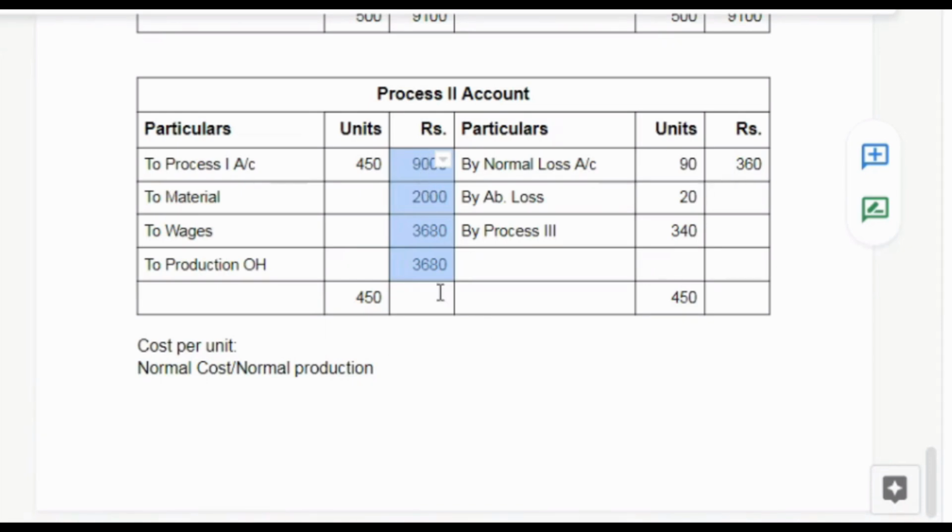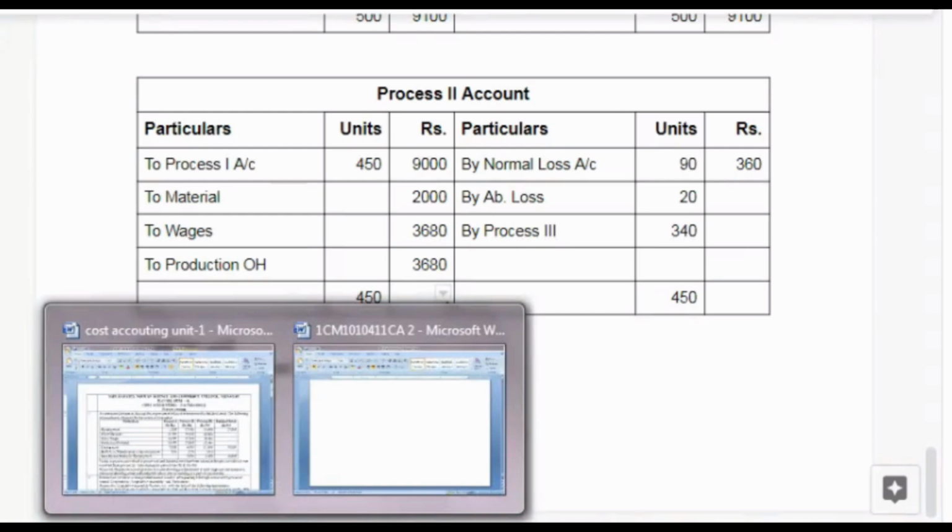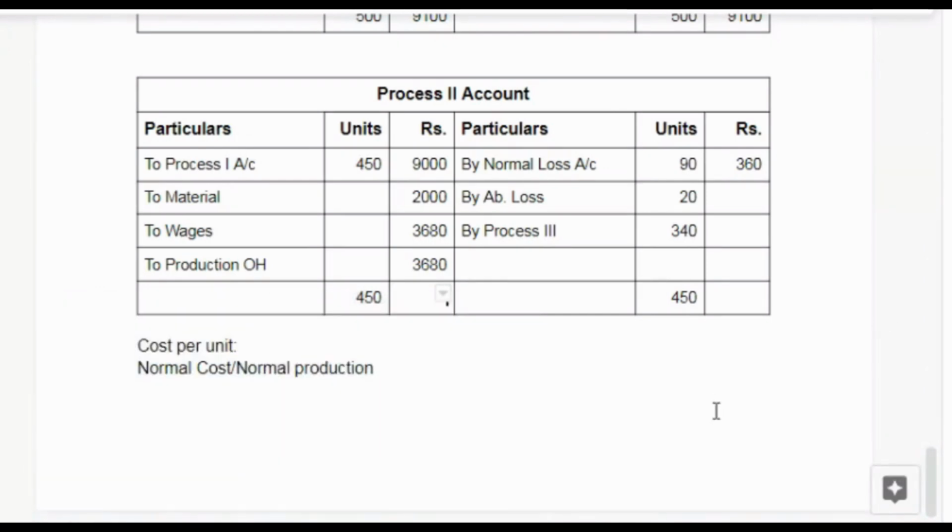So what is the total of debit side? And if the normal loss is there, you can put the total also here. તમે અહીંયા total મૂકી પણ શકો છો. ચલો આનું total કરો તો 18,360. 18,360. And here we can write 18,360. That means total of debit side minus the total of credit side, or we can say realization value of normal loss. Okay.